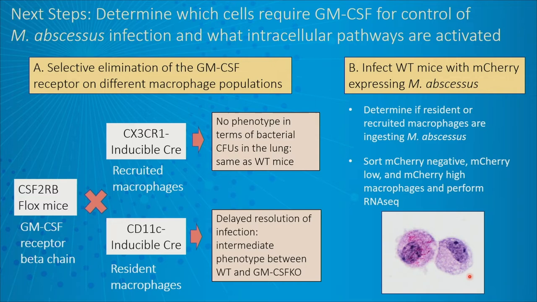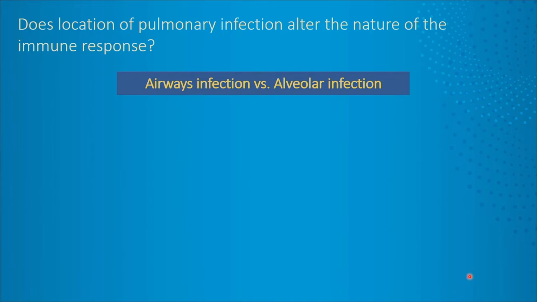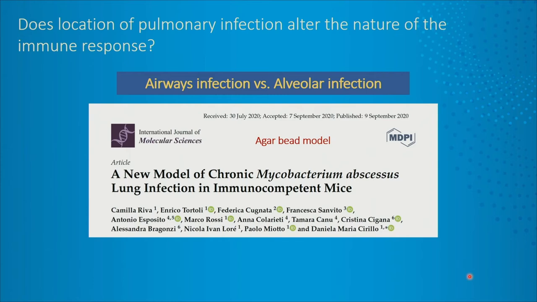All right, in my few remaining minutes, I want to turn to the final point, which is, does location of pulmonary infection alter the immune response? And this is the question of the airway infection versus the alveolar infection. And to investigate this, we're going to use the agar bead model, which I think a number of people here are familiar with. It's been around for several decades.